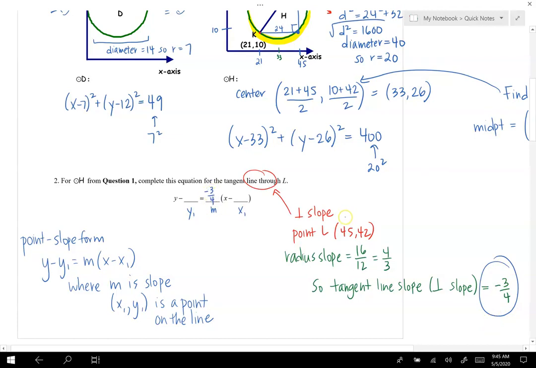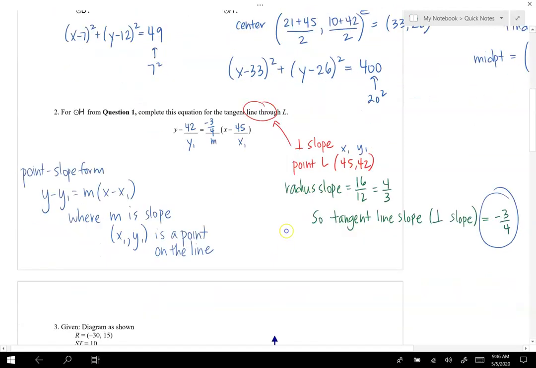And then x1 is this, my x-coordinate of my point that I want, and my y-coordinate. And notice there's a minus there, so you're going to take the opposite sign. So y minus 42 equals negative 3/4 times x minus 45. All right? And remember, for any of this video, you can pause and rewatch it if it doesn't make sense.